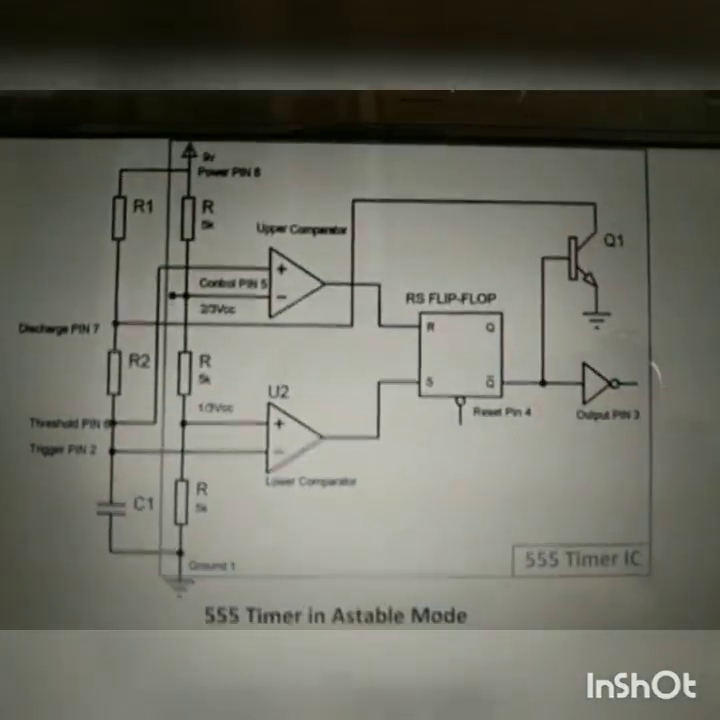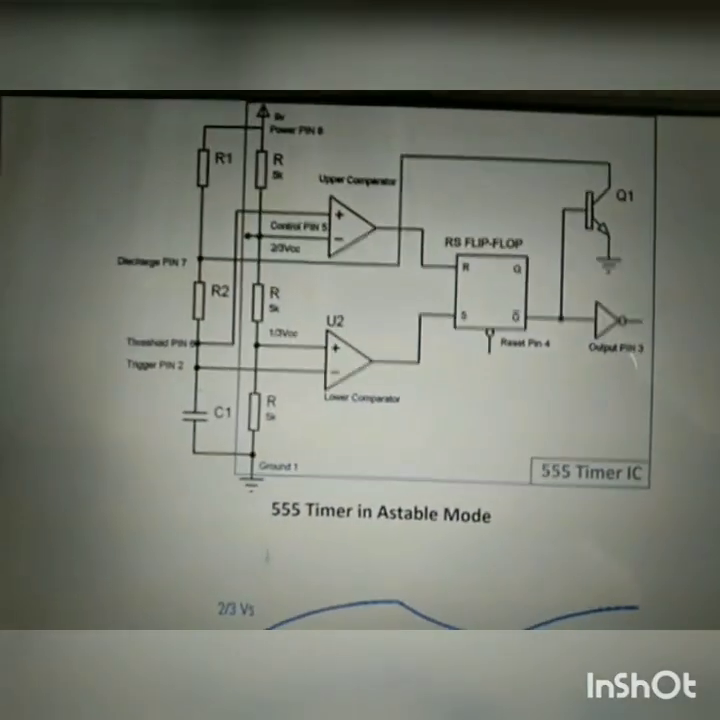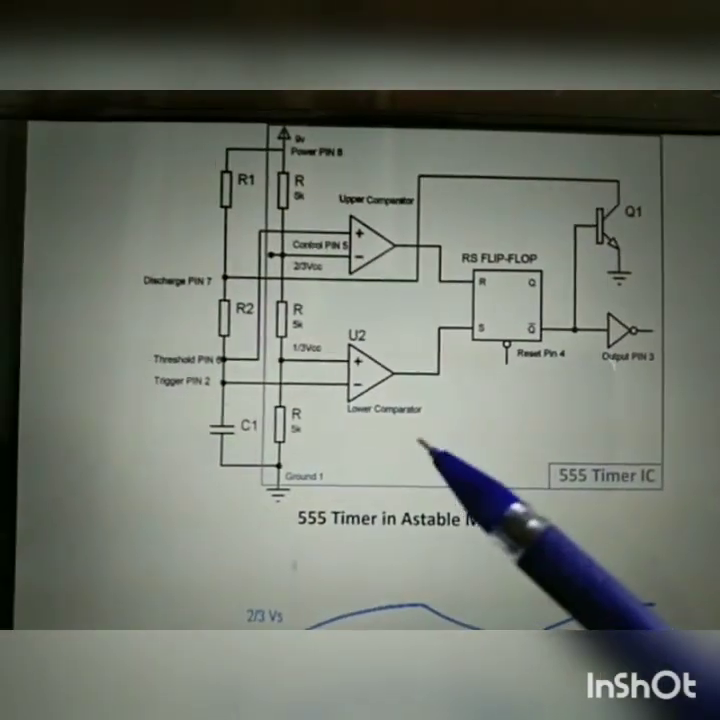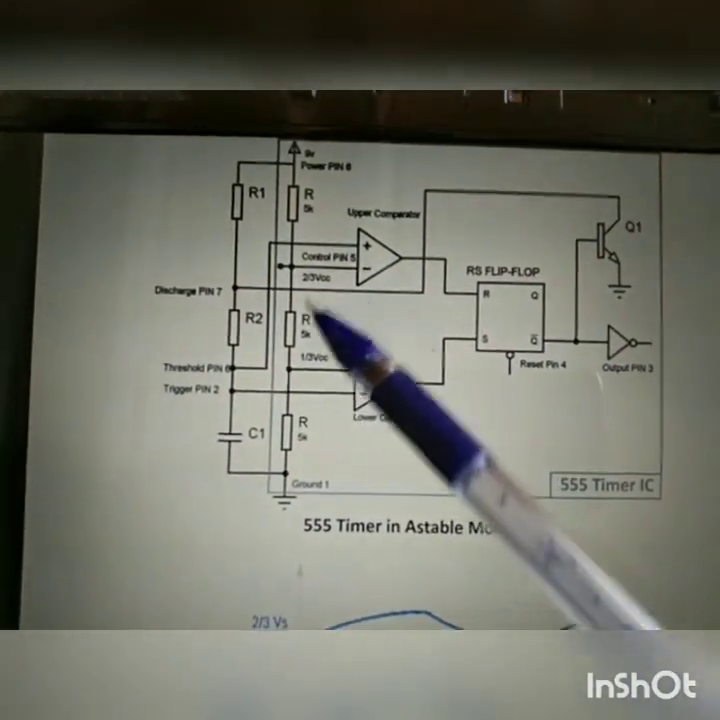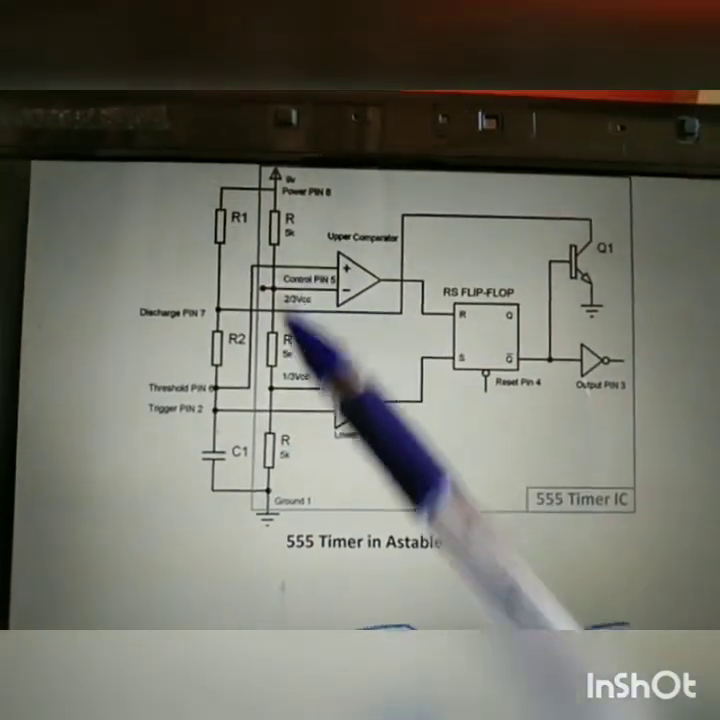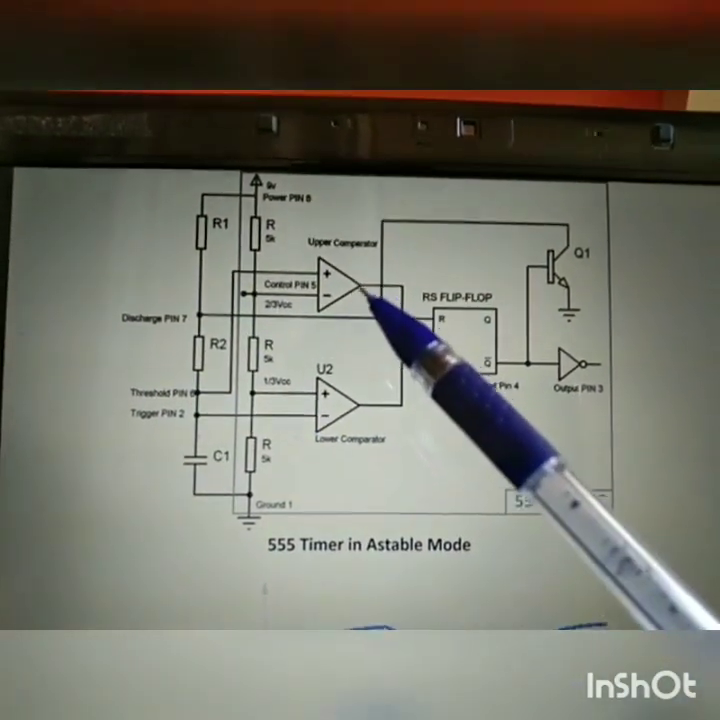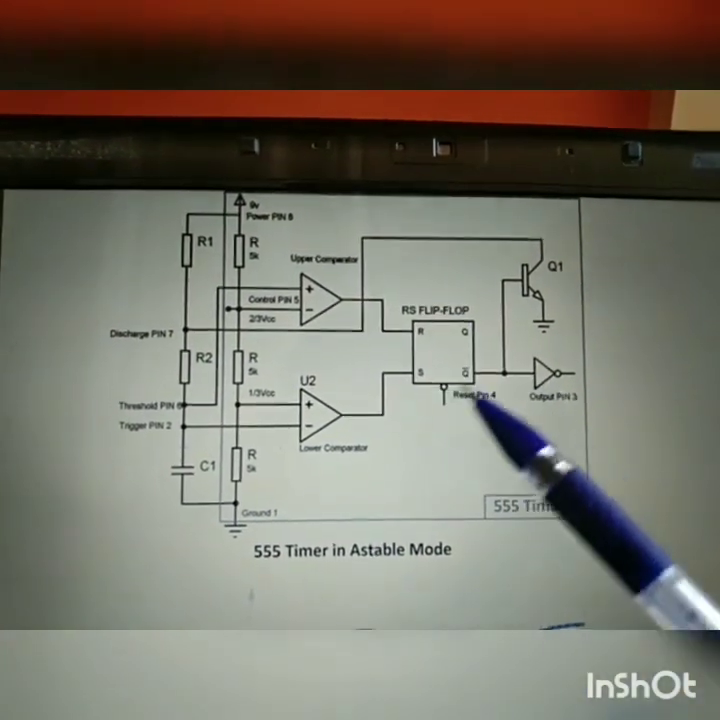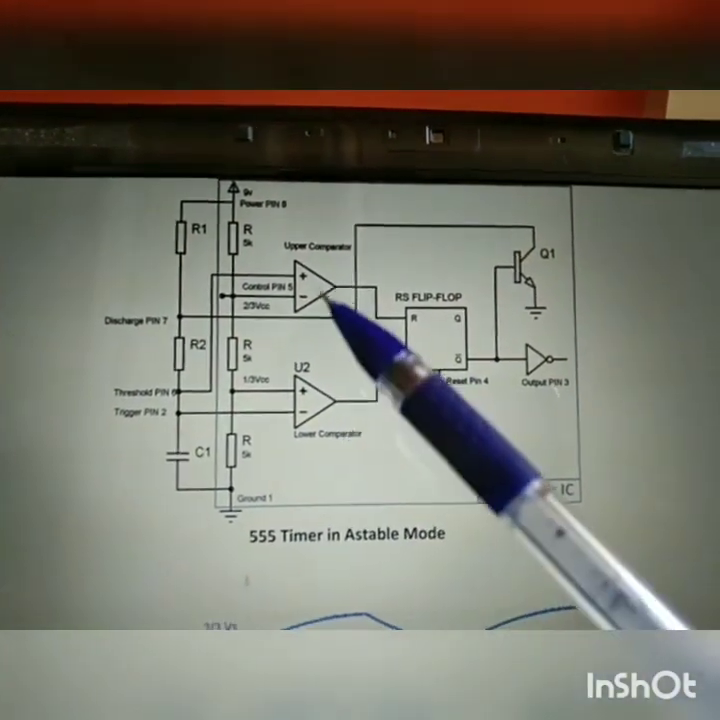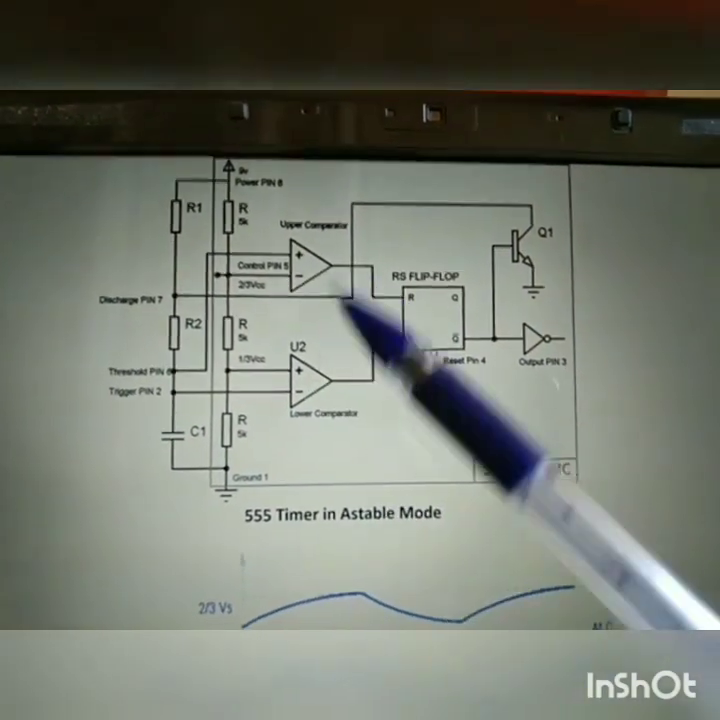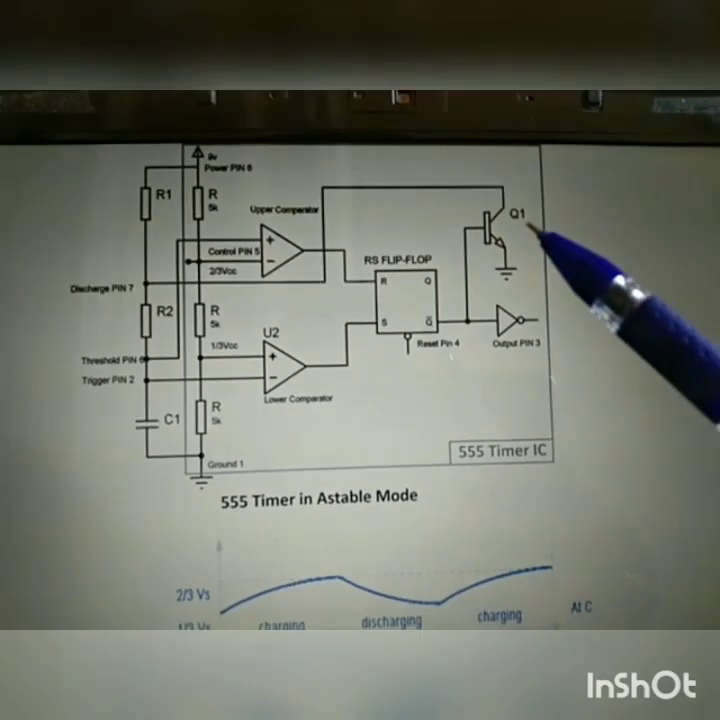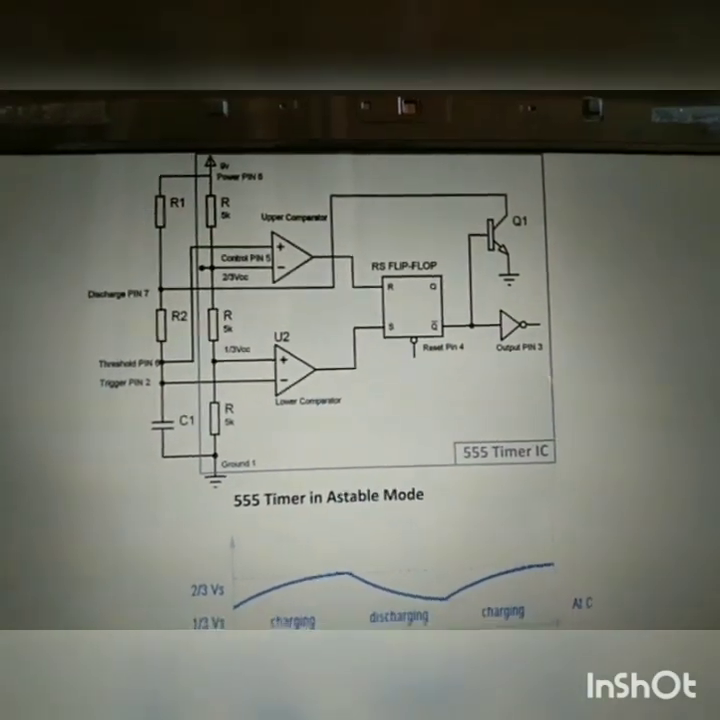Next, this is the internal circuit diagram of the IC 555 timer. As I told, 555 means three 5 kilo ohm resistors are used on the input side. There are also 2 op amps, the upper comparator and the lower comparator, then an RS flip-flop, and 1 transistor, with 1 output pin voltage.